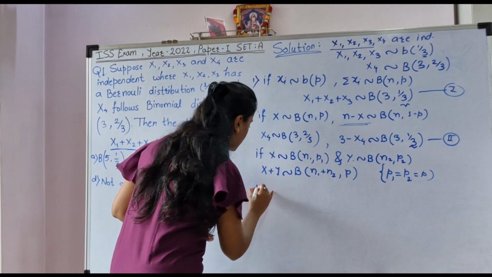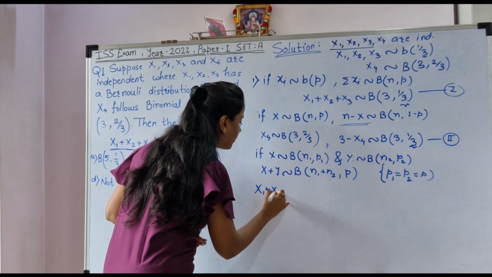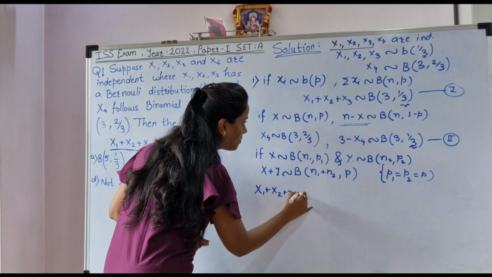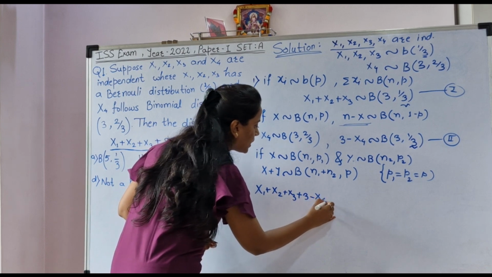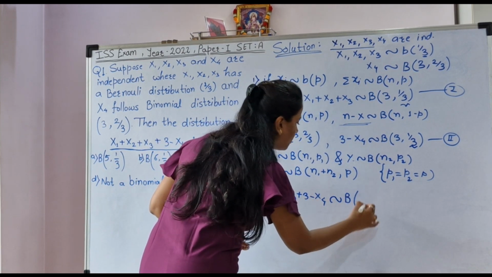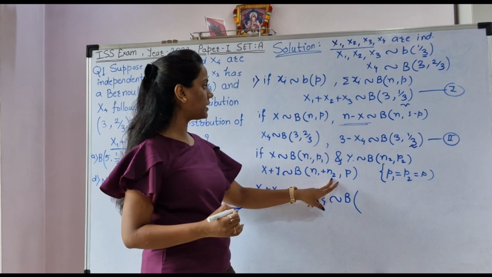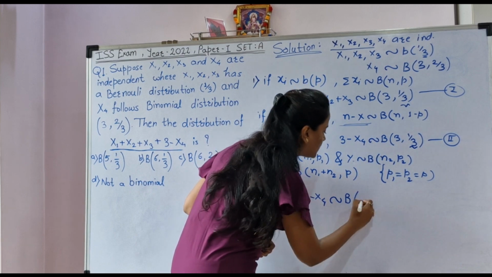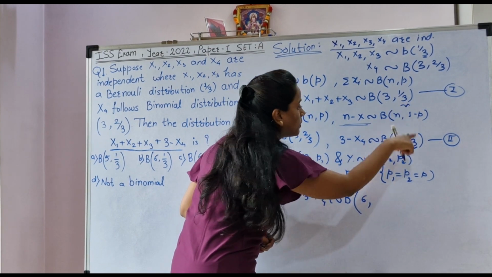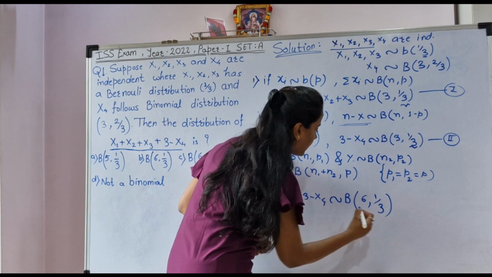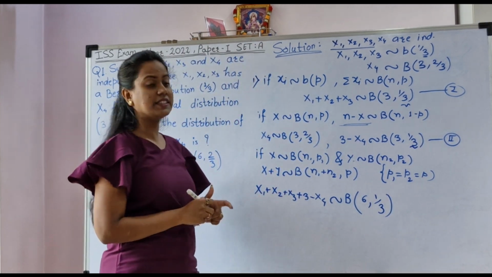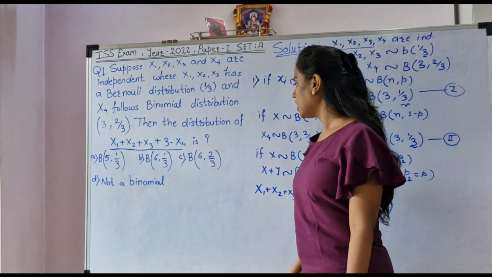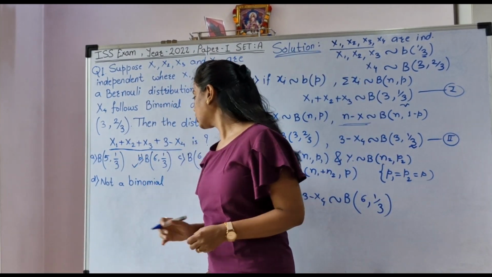Therefore, according to the additive property, what will we get? X1 plus X2 plus X3 plus 3 minus X4 will follow binomial with parameter n1 plus n2. Here it is 3, here also it is 3. So 3 plus 3 is 6, comma, and the probability of success is 1/3. So this is the distribution of this variable. The correct answer is option B, 6, 1/3.